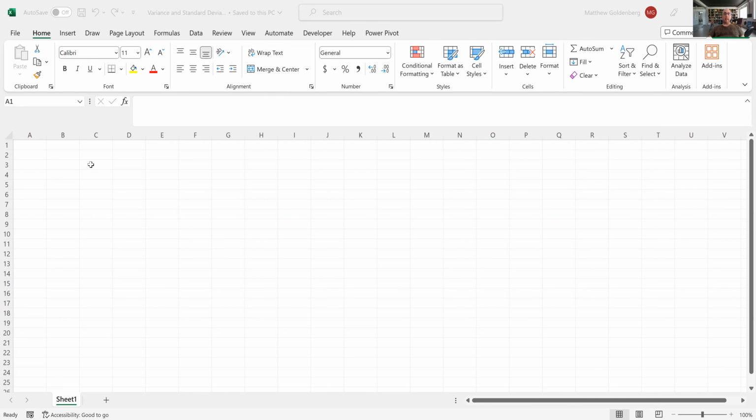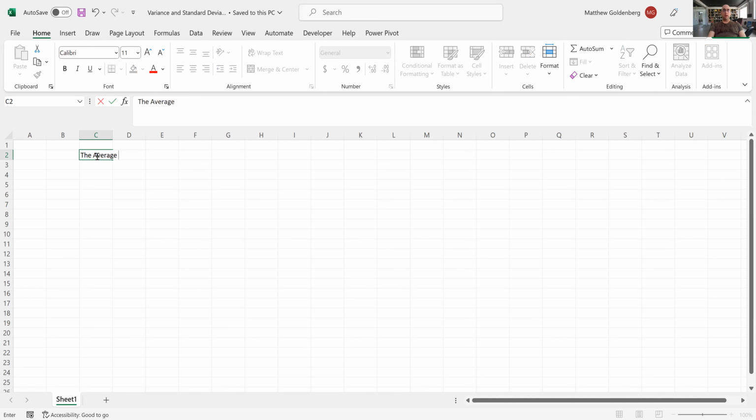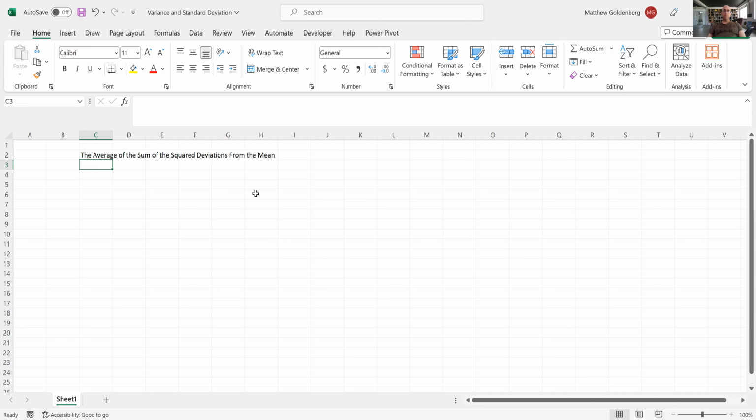So the best way that I found to define what variance means is variance is the average of the sum of the squared deviations from the mean. So what do I mean by this?